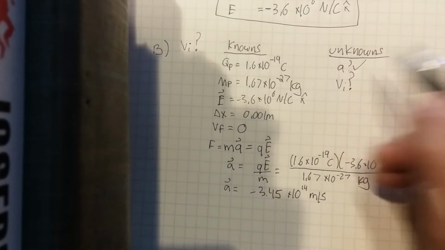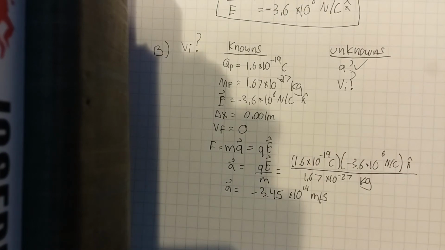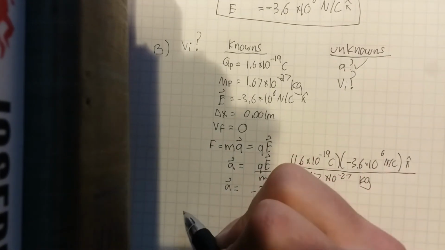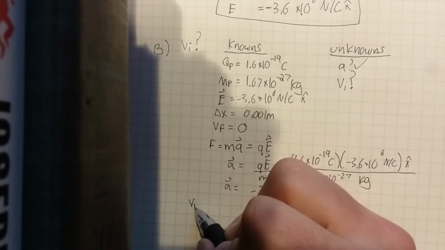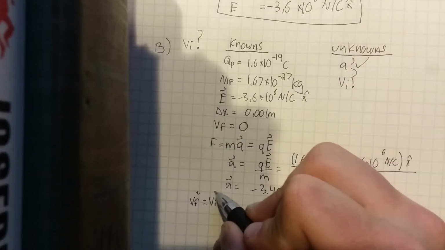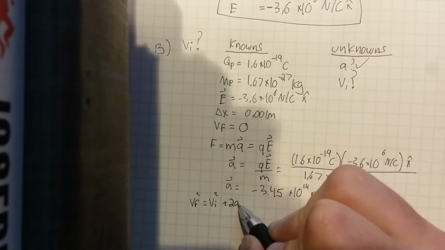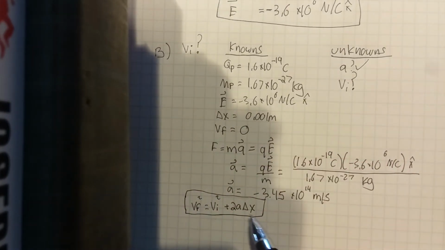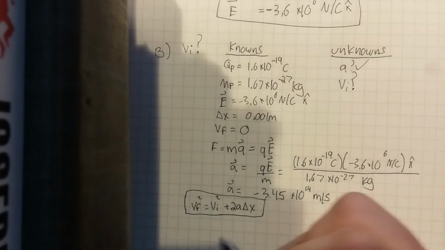Okay, so now we know the acceleration. We know v final, we know delta x, and we know acceleration, and we don't know the initial velocity. However, we also don't know anything about time. So if we look back to our kinematic equations, all but one equation deals with time. So the equation we want to use is the one that does not deal with time. That equation looks like v final squared equals v initial squared plus 2a delta x. So this is the equation we want. Notice that there's no time, but we know delta x, we know a, and we know v final.